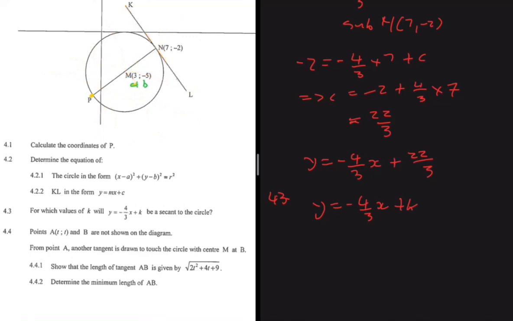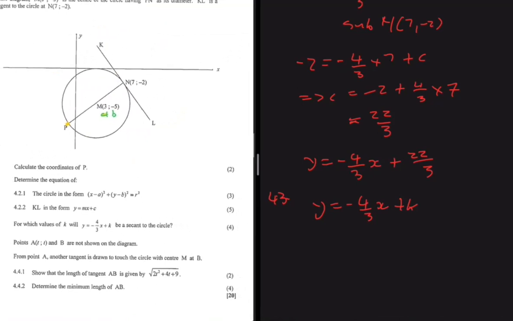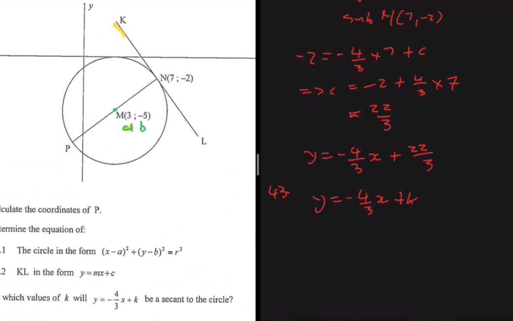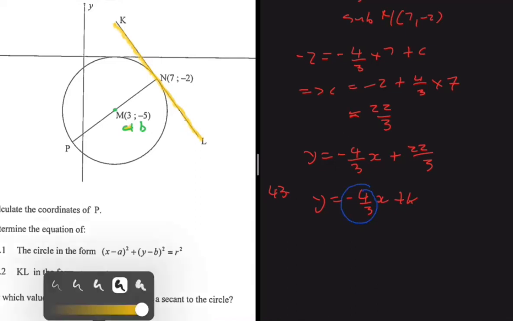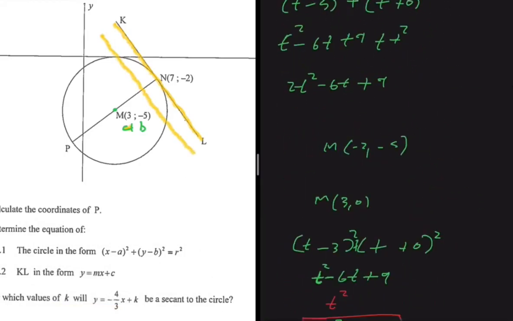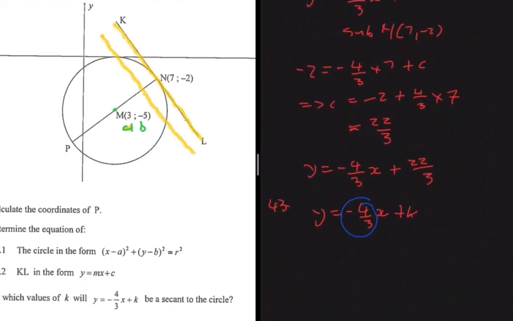But then, yeah, I don't think this question was easy at all. But let me propose something here. The gradient of this line KL is equal to minus 4 divided by 3, right? And the line we are also interested in has a gradient of minus 4 divided by 3, right? So let me show you something. If we shift it some units, and then it's somewhere here, it still has the same gradient, right? Then it will be a secant to our circle, right?